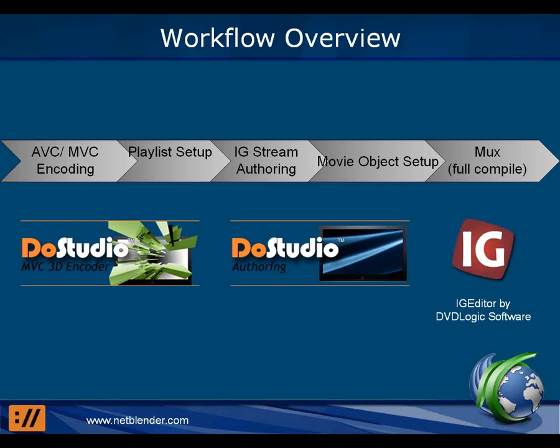And then finally, you mux, and in DSA it is always a full compile, because your IG streams are only updated when you do a full mux. So the quick compile feature of DSA, where it quickly recompiles all of the Java and updates your menus, is not available when working in the HDMV module. It is always a full compile and a full mux.